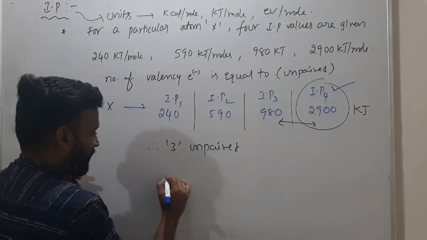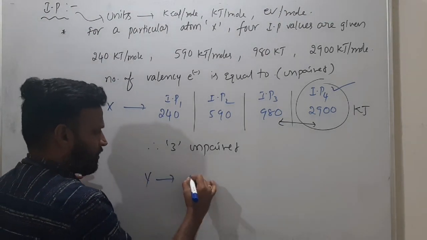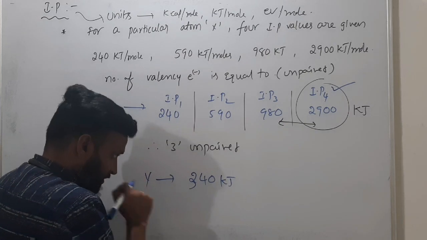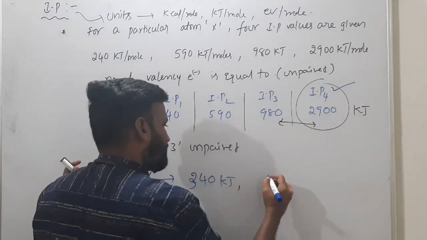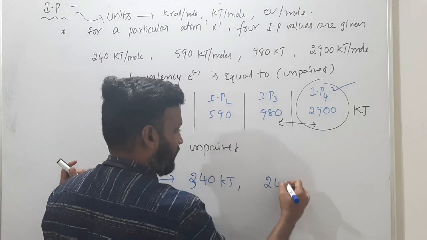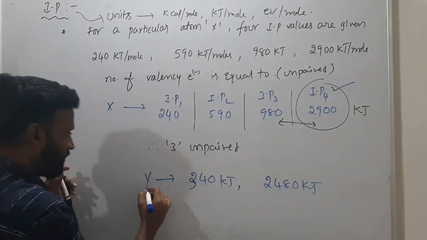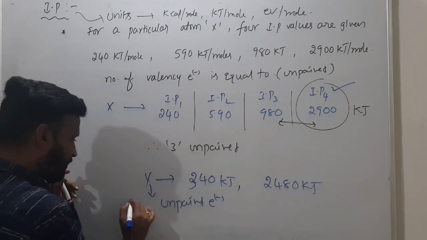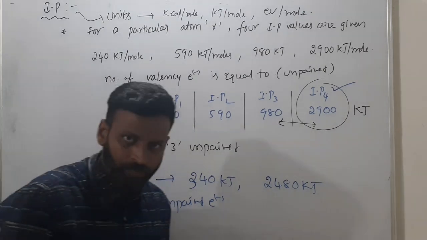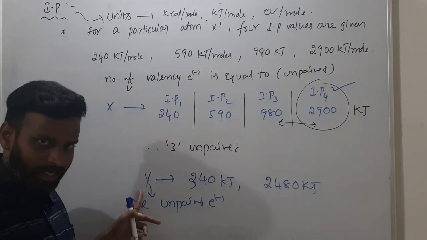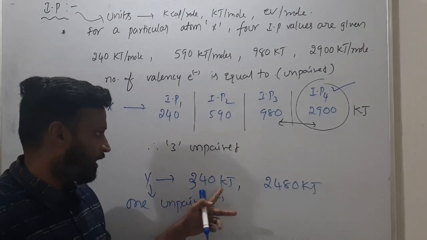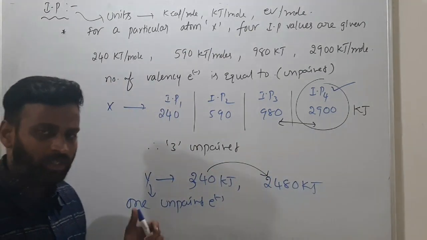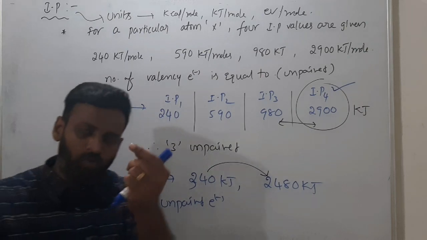Understanding? Suppose some Y atom's energy was given: 340 kilojoules, and the second one is 2480 kilojoules. That means this Y atom has only one unpaired electron. Unpaired electrons, how many are present? Only one. For this Y, the first ionization potential is 340 and the second one is 2400, which is too high. So what's the meaning? From Y, you can remove only one electron.